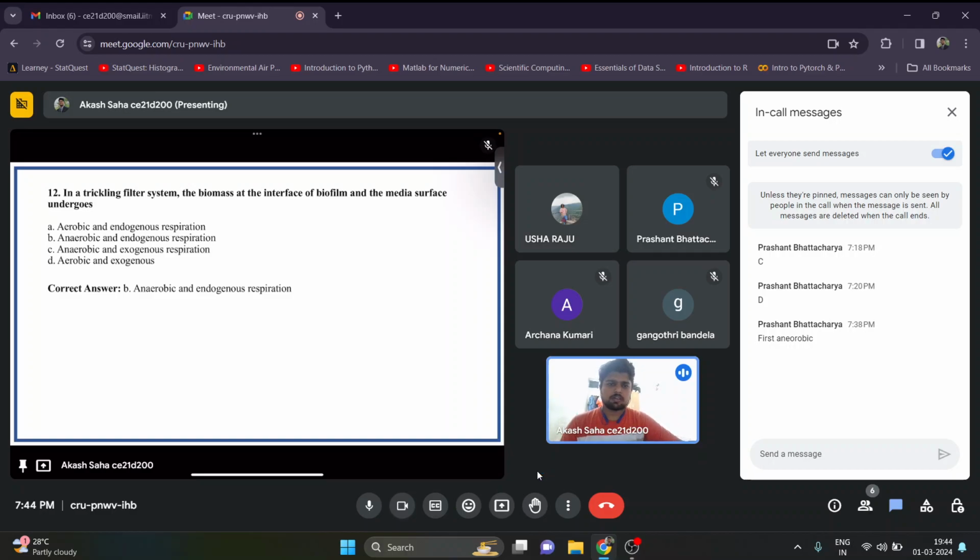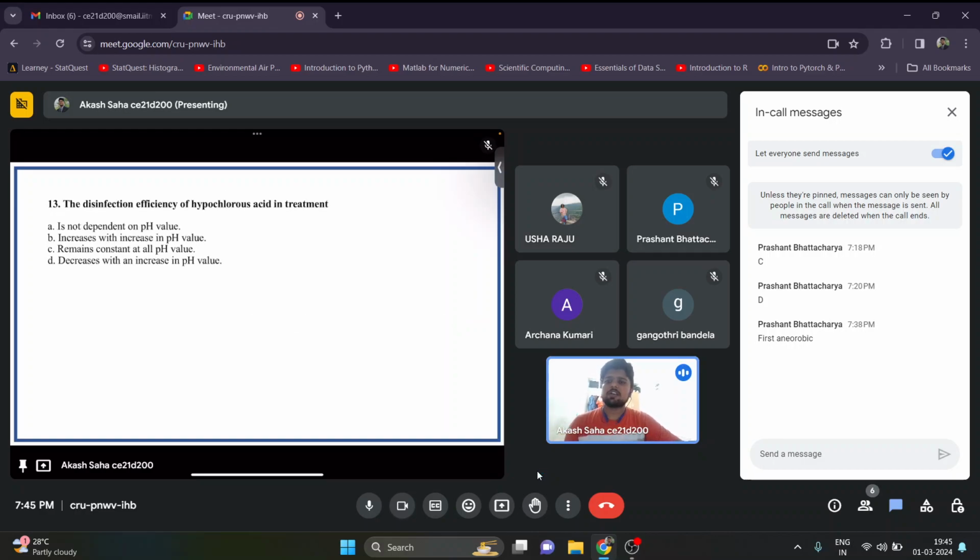What is exogenous respiration? See, endogenous is what is happening within the cell, and exogenous is what is happening outside the cell. Okay. So here endogenous respiration will happen. They will feed on each other, and there will also be an anaerobic condition. So this is about the 12th question. We'll move to the next question.